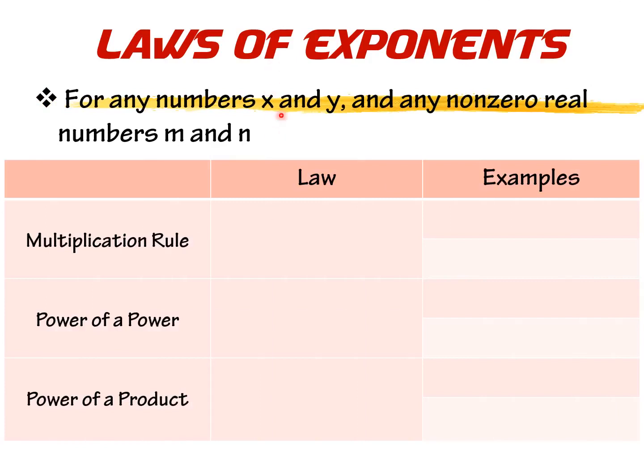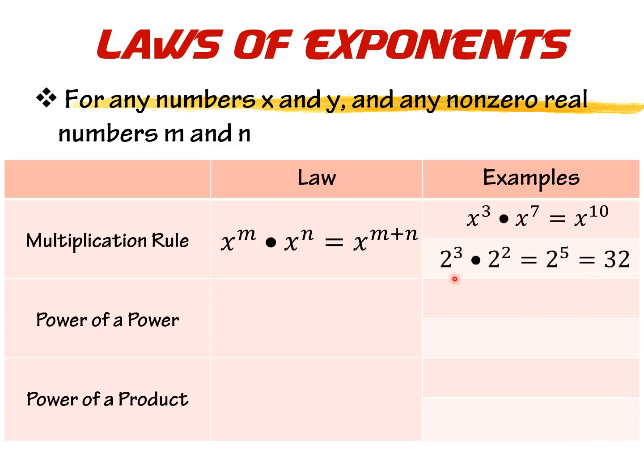For any numbers x and y and any non-zero real numbers m and n, the first law is the multiplication rule. So if we have x raised to m multiplied by x raised to n, we simply copy the base x and then we add the exponents, m plus n. So if we have x cubed times x to the 7th power, that will give you x to the 10th power. If we have a base which is a number, for example 2 cubed times 2 squared, simply copy the base 2 and then add the exponents 3 plus 2, so that will give you 2 to the 5th power. And then we simplify this, or multiply 2 by itself 5 times, so you will get 32.